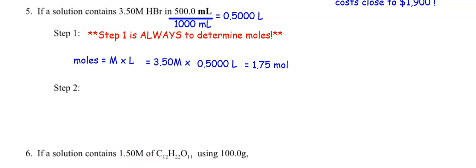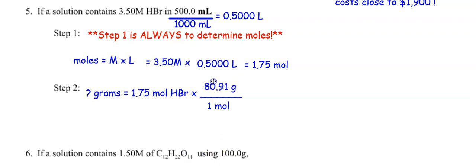So now what? Well, what's step 2? What am I missing? What can I solve for with moles? I bet I can find grams. Periodic table. Here's 1 mole. I didn't show you how to figure out HBr. It's 1.01 plus 79.90, so I got 80.91. And that's equal to 142 grams. So I have to measure out that many grams of hydrobromic acid.